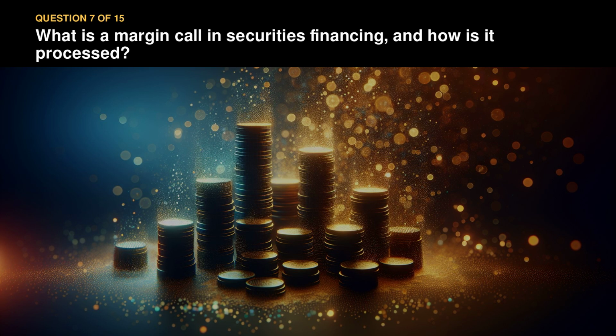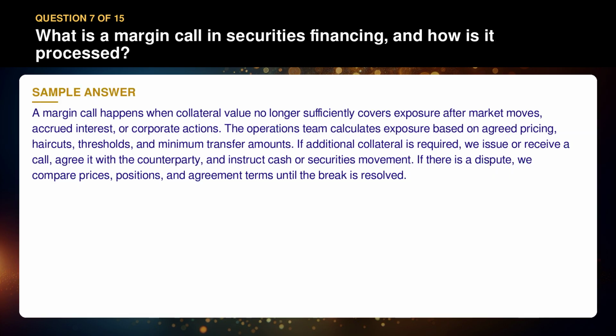Question 7. What is a margin call in securities financing, and how is it processed? A margin call happens when collateral value no longer sufficiently covers exposure after market moves, accrued interest, or corporate actions. The operations team calculates exposure based on agreed pricing, haircuts, thresholds, and minimum transfer amounts. If additional collateral is required, we issue or receive a call, agree it with the counterparty, and instruct cash or securities movement. If there is a dispute, we compare prices, positions, and agreement terms until the break is resolved.